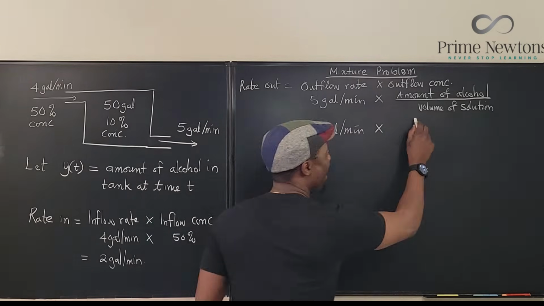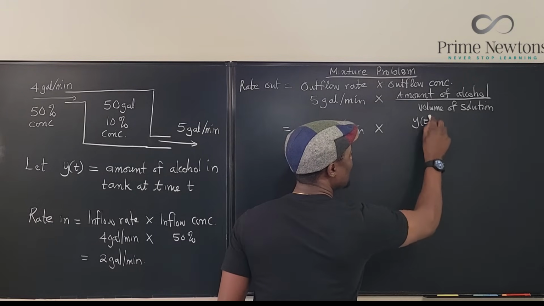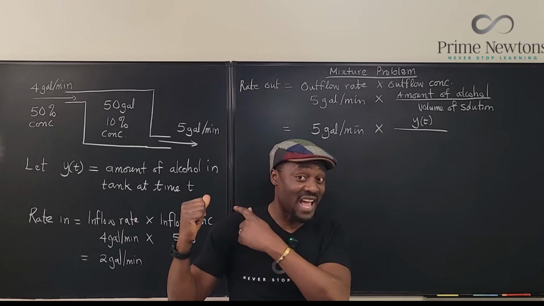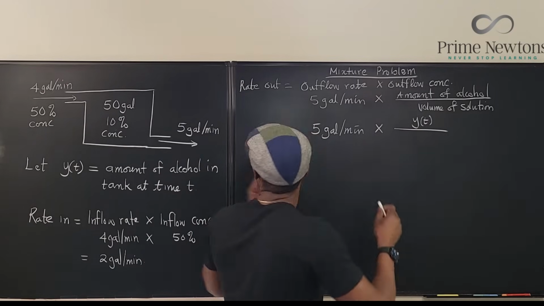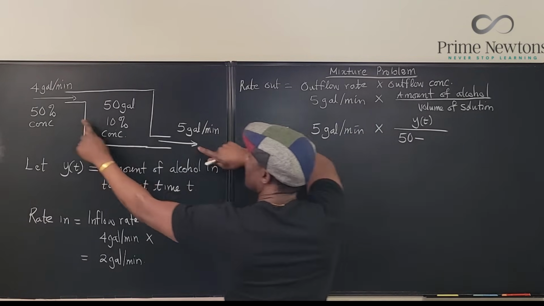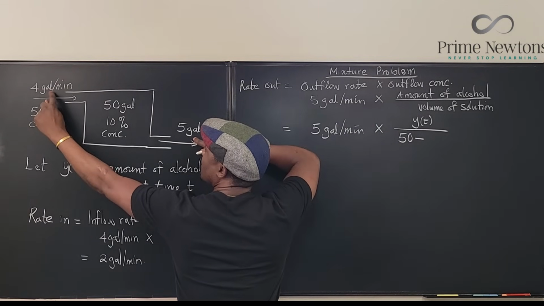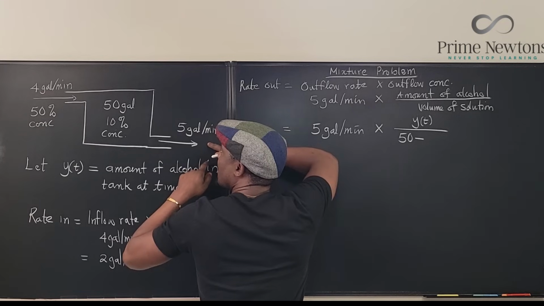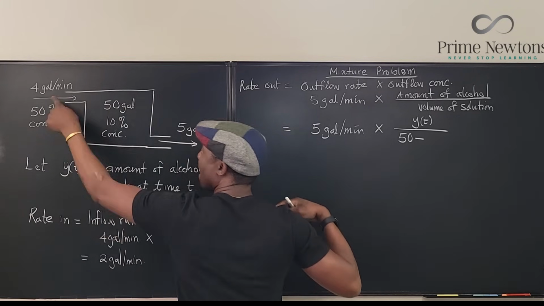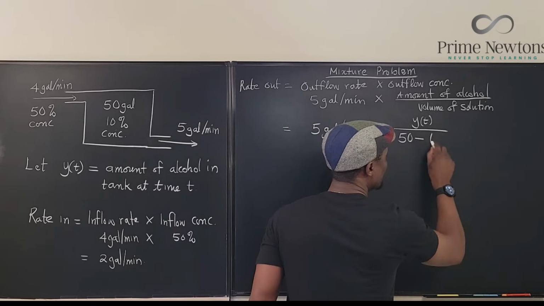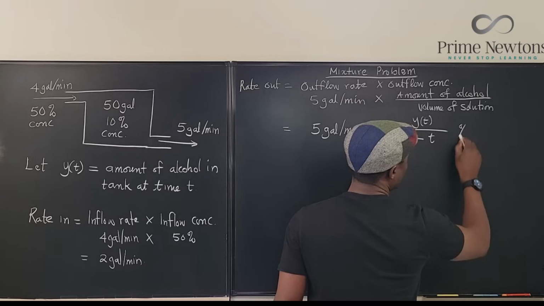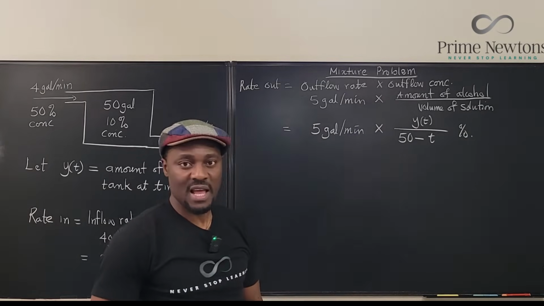So this is going to be y as a function of t, and it will be divided by the volume of the solution that is left in the tank, which is basically what was there originally minus the difference, because this guy is draining faster. If this was faster than this, then the tank would be filling more. But because this is faster, it's draining, so it's going to be just minus t. So instead of 50%, we're just going to say percent. We don't know what percent that is.